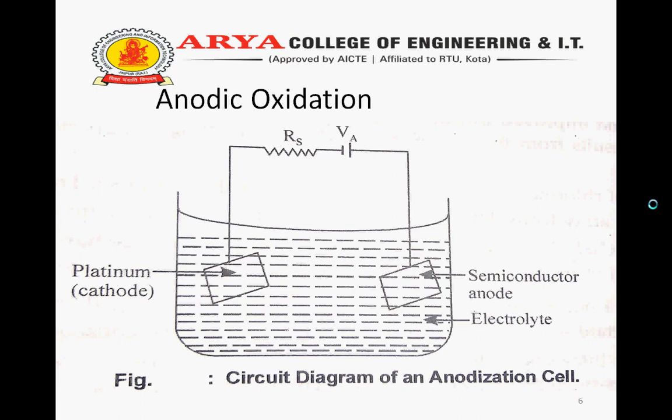Anodic oxidation or anodization is carried out by placing the semiconductor in an electrolytic cell as shown in the figure, where it is connected to the positive terminal of a power supply so that it serves as the anode. A metal such as platinum is connected to the negative terminal of the supply and serves as the cathode. The source impedance of the supply can be kept low so that anodization occurs at constant voltage.